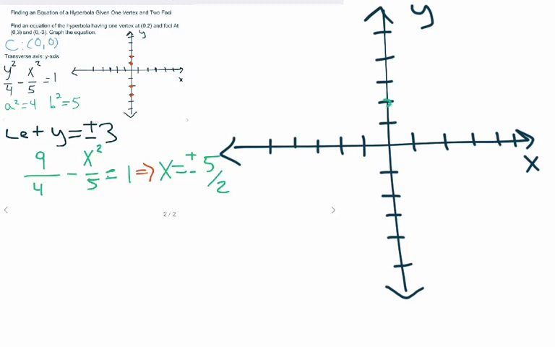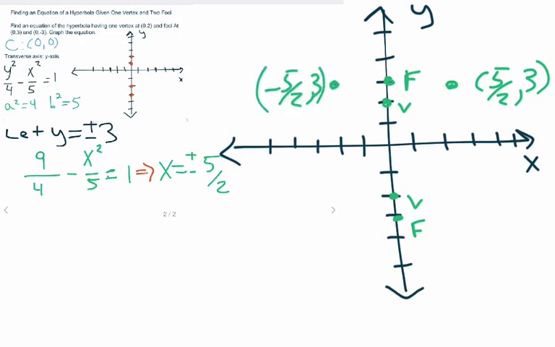We have our vertices at (0, 2) and (0, -2). We have our foci at (0, 3) and (0, -3). We have additional points at (5/2, 3) and (-5/2, 3). This allows us to draw the first branch of the hyperbola.